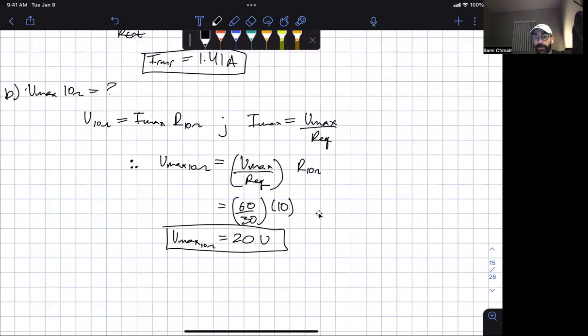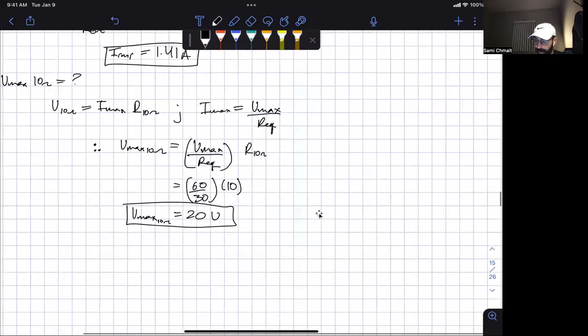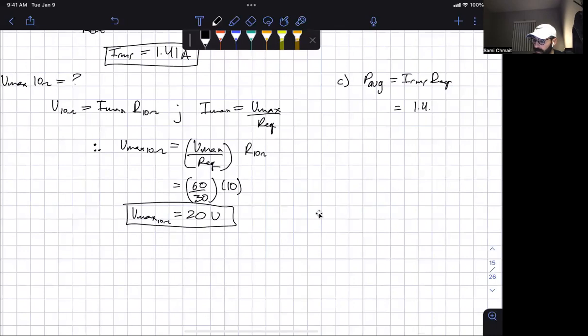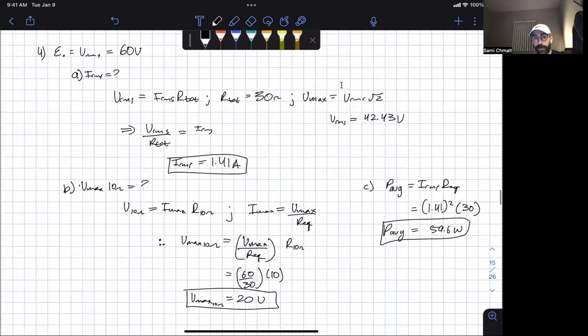Cool. And the last part here, part C, is what is the average power of the entire system? So solving for average power is kind of a freebie here. We have many equations to choose from. What do we have? We know what the I_RMS is, and we know what the total resistance is. So might as well use that. We can solve with a simple plug-in. Cool. All right. Let me pause and take any questions.